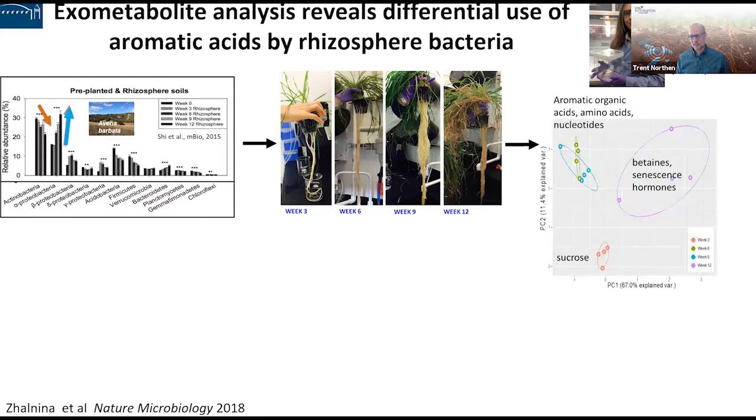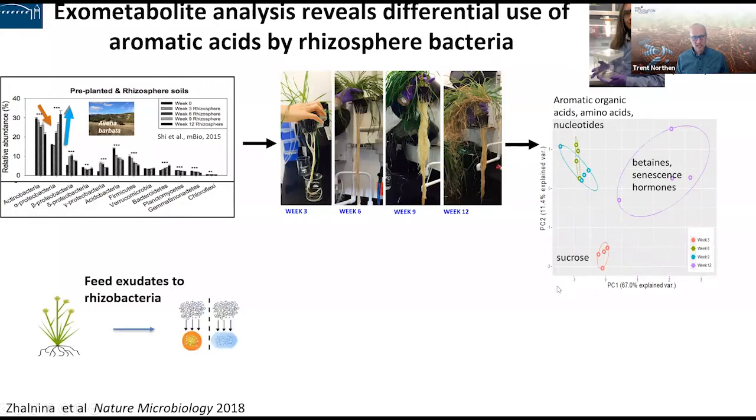And that was kind of a fun thing to learn, that early on, the plants are producing a pretty simple mixture of metabolites, mostly just sucrose. So kind of here's some candy for attracting the microbes to the rhizosphere. And then later on at week 6 and 9, we started seeing a more complex mixture of metabolites. And then as the plant started to senesce, we saw betaines, compatible solutes, and hormones and things like that.